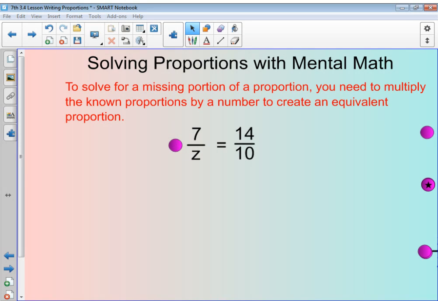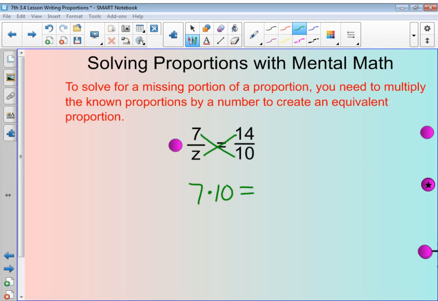Okay, so here's our next one. And yes, we can use the calculator to help. So the numbers that we're going to write out, we've got 7 times 10 or 10 times 7 is going to be equal to 14 and Z, or 14 times Z. Okay, so then I end up with 70 equals 14Z.